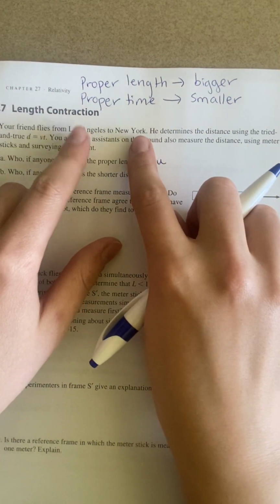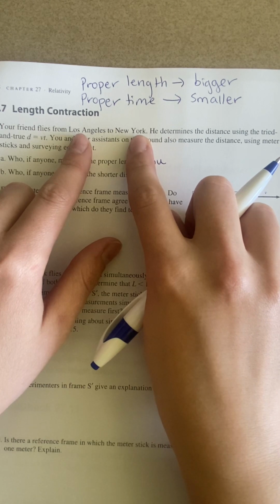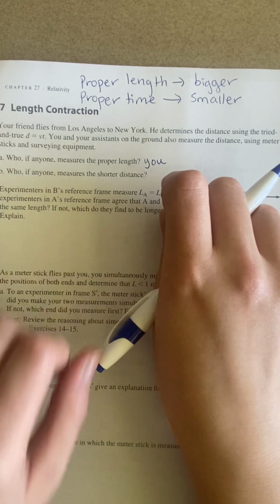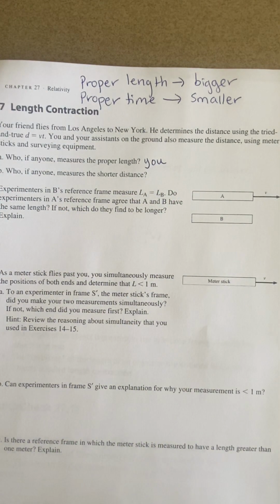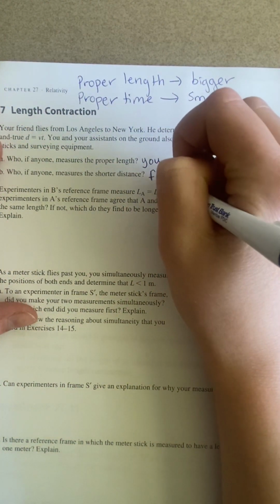Basically to you, you're where LA and New York are. LA and New York are not moving relative to you. However, they are moving relative to your friend on the plane. So you're at rest with LA and New York while your friend isn't. So you measure proper length. B says, who measures the shorter distance? If you measure proper length, and proper length is always bigger, your friend is going to measure a shorter distance between those two cities.